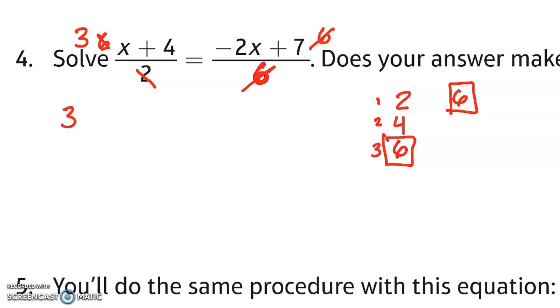I'm going to rewrite. Notice that I had to put parentheses around the x plus 4. It was originally there. You put parentheses around it. I don't need it on the right-hand side because my 6 is totally canceled out. Now what? Distribute. When I distribute, I get.